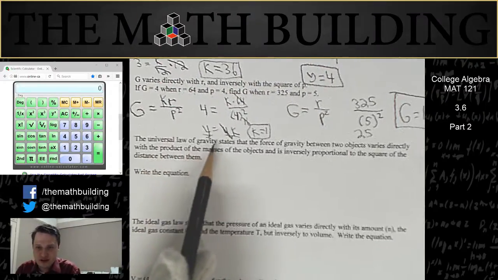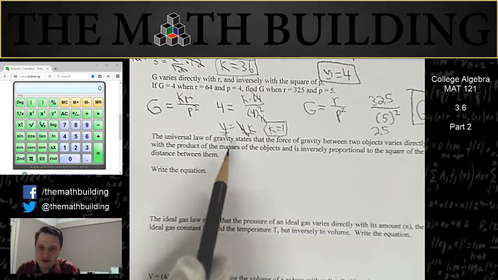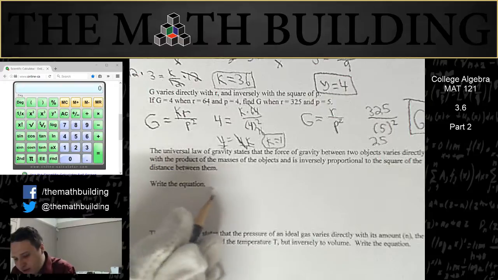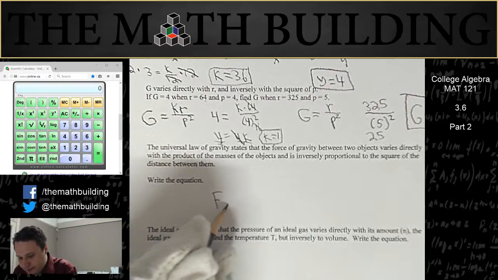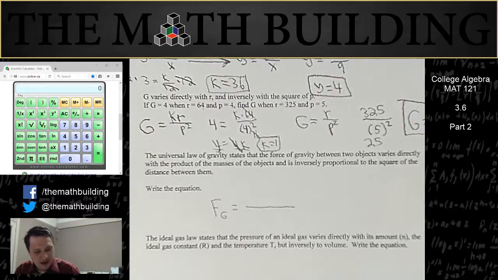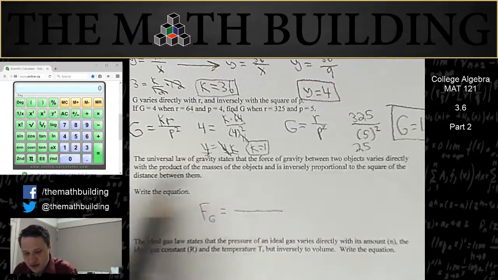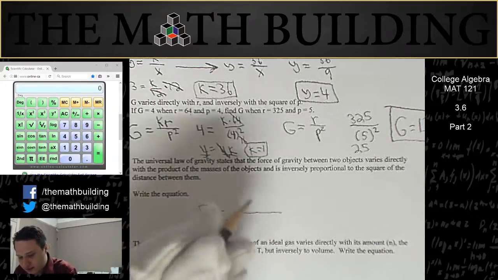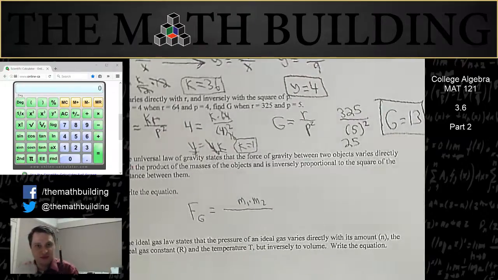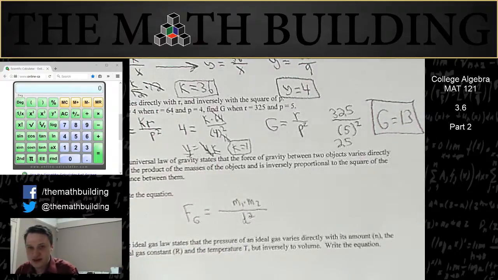The universal law of gravity states that the force of gravity between two objects varies directly with the product of their masses and inversely proportional to the square of the distance between them. So the equation is this. The force of gravity is equal to, it's directly proportional to the product of the masses. So it's mass 1 times mass 2. That's the mass of the pencil and the mass of me. And inversely proportional to the square of their distances, or d squared.